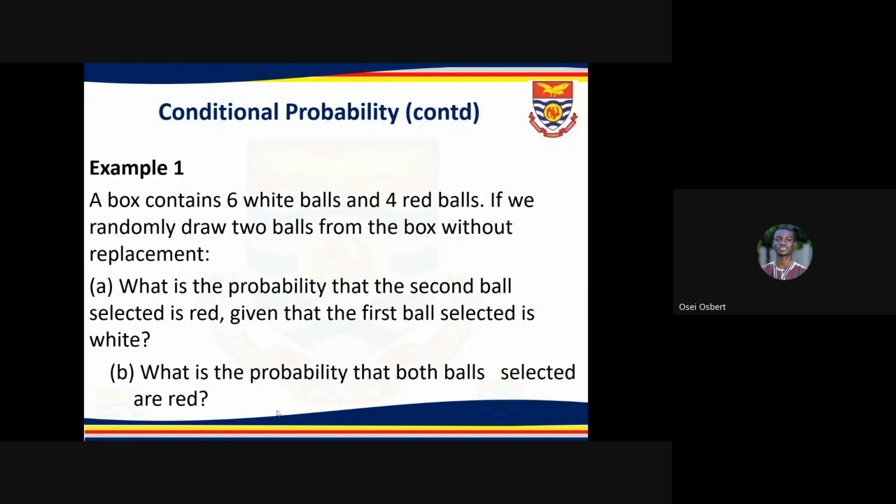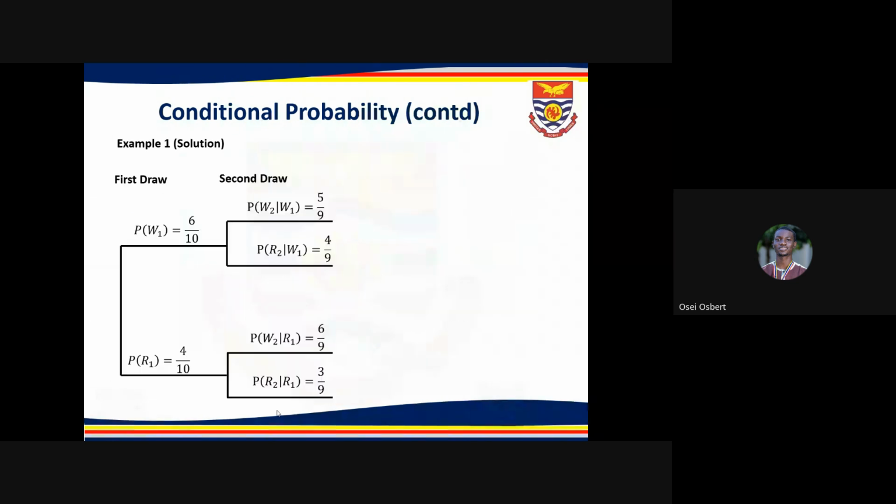So let's continue. Let's look at the first one. To solve this, we use what we call the tree diagram. So here's the tree diagram. For the first draw, we have the probability of white as 6 on 10, and the probability of red as 4 on 10. Then the probability that we will have white, given that white was drawn first, is 5 on 9.